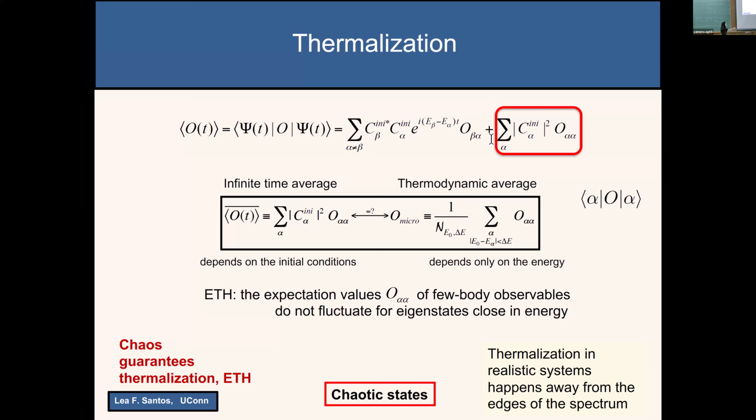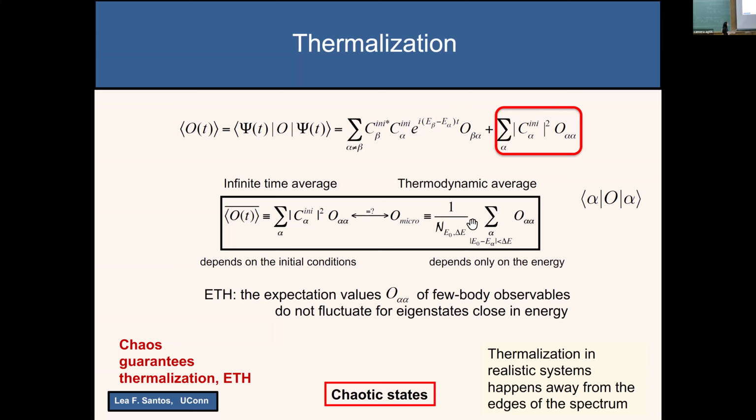So this is equilibration or relaxation. The question now is, we reach this equilibrium value, and we want to know if this is thermal equilibrium or not. We want to know whether this infinite time average I'm putting here coincides with some average from a thermodynamic ensemble.